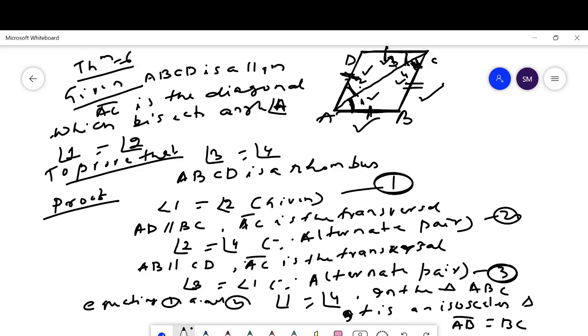From this we come to the conclusion that AB is equal to BC is equal to CD is equal to AD, which means ABCD is a rhombus.